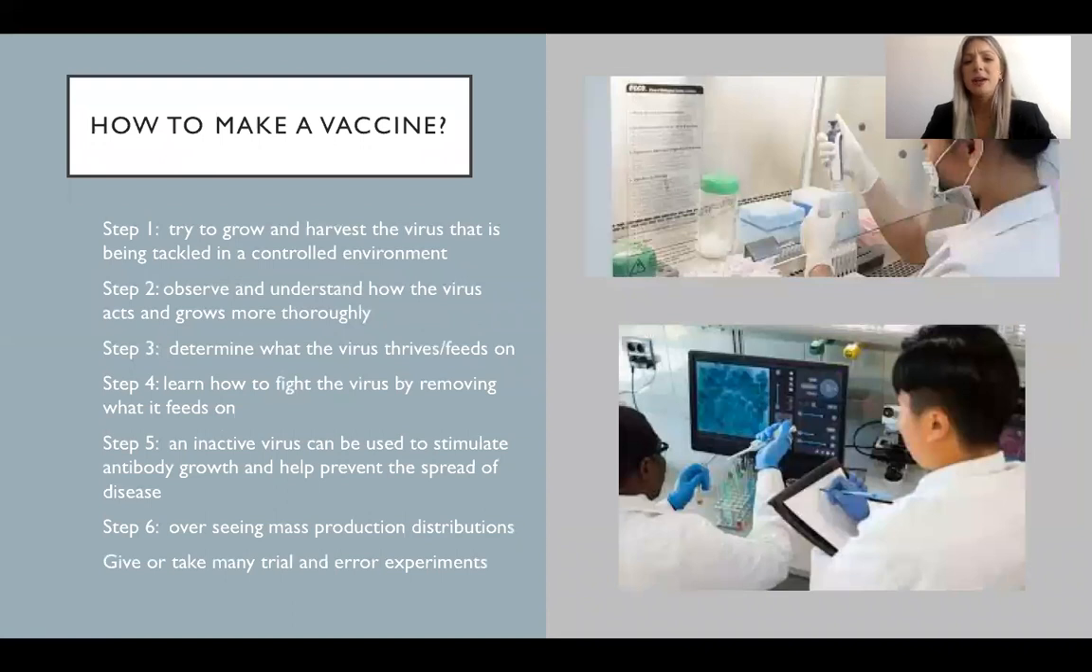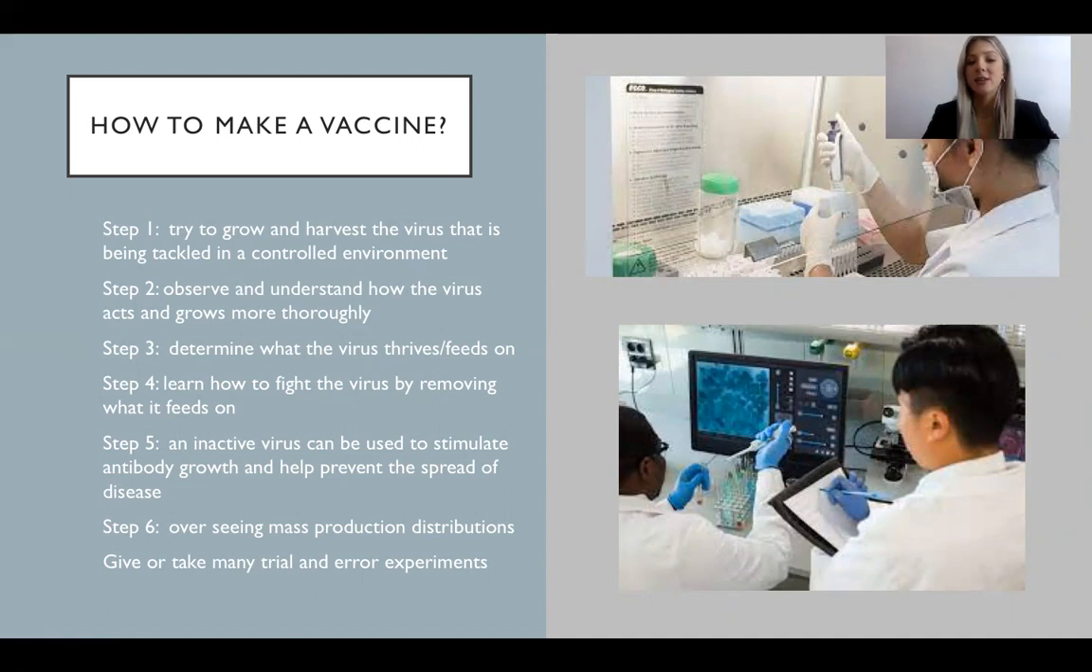So, how do you make a vaccine? Well, the first step in making a vaccine is trying to grow and harvest the virus itself that is being tackled in a controlled environment, of course. An example of a controlled environment is chicken embryos or bioreactors. Scientists or biomedical engineers do this so they can observe and understand how the virus itself acts and grows more thoroughly. This is the second step in making a vaccine.